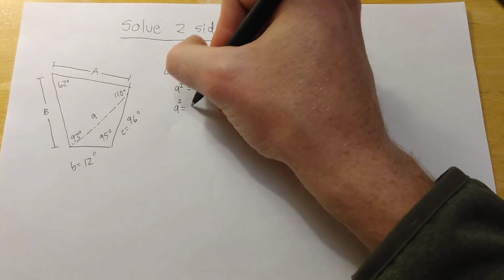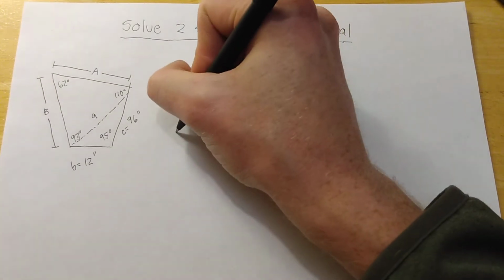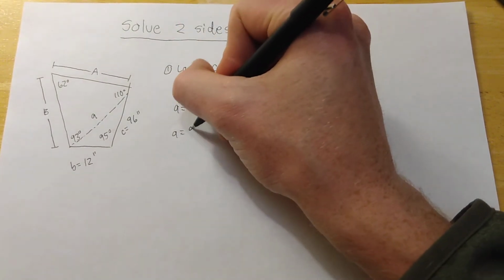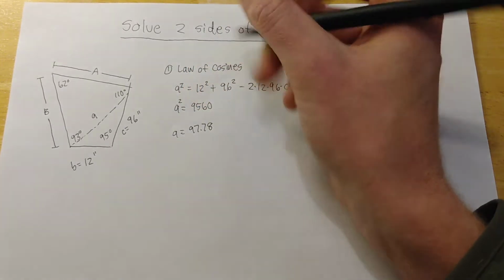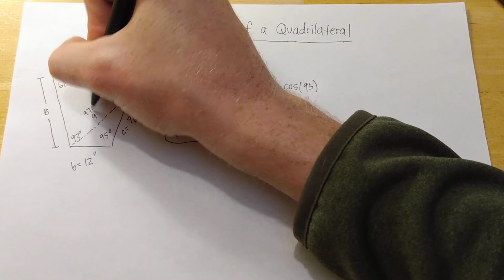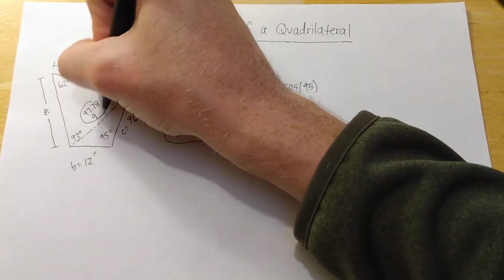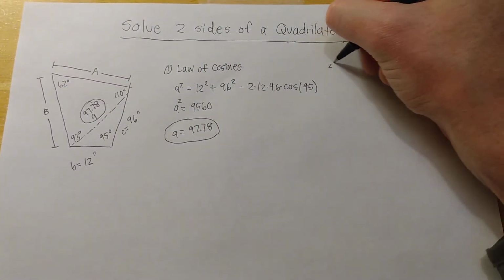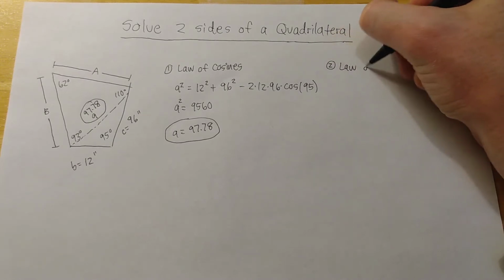Let's just write that out. 9,560, square root both sides. We'll get 97.78, which is that side. Cool. From here, we're going to jump right to the law of sines.